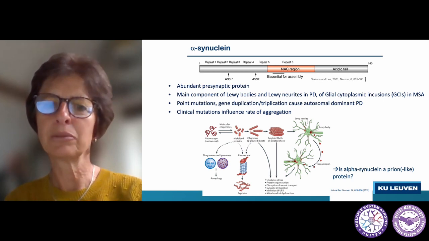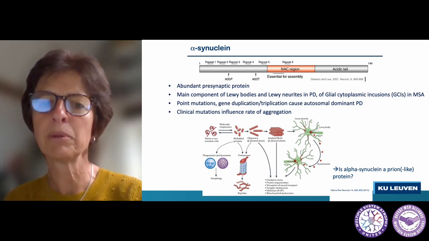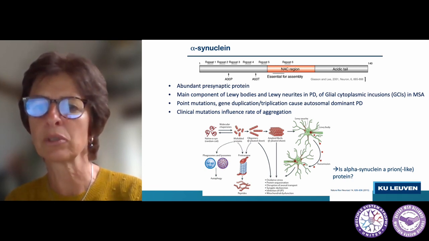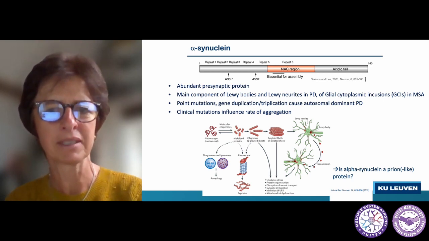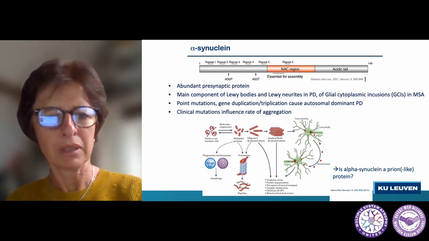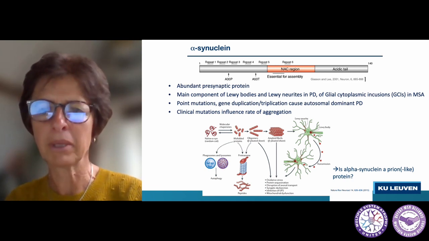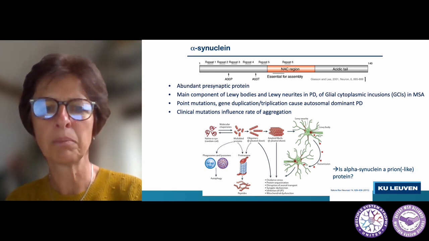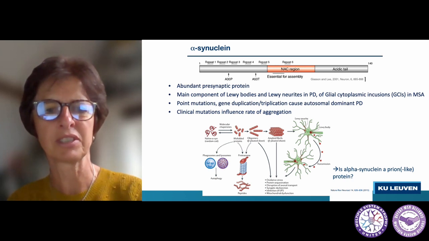It's been known for a long time, since it's one of the major components in Lewy bodies and Lewy neurites in Parkinson's disease, but it's also present in so-called glial cytoplasmic inclusions in multiple system atrophy. I'll come back to that. It's also been linked genetically to a rare form of autosomal dominant Parkinson's disease, where it's been shown that point mutations or gene duplication or triplication can cause these rare forms of Parkinson's disease.